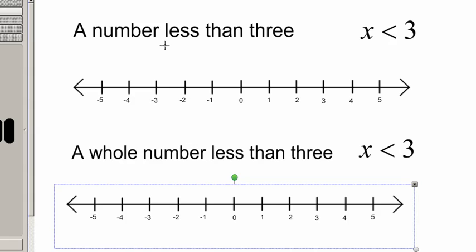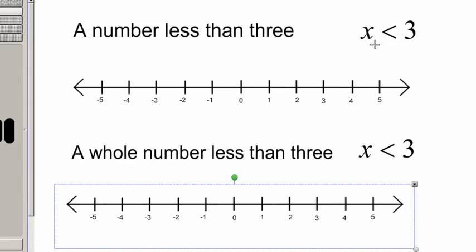Alright, now let's talk about words. I need to graph the solution to a number less than 3. I'm looking for all the numbers that could possibly make this true. So negative 1 would work, 0 would work, 1 would work, 1.5 would work, 2.9 would work. I'm going to go actually all the way up to 3. I'm not going to include 3 because 3 is not less than 3.